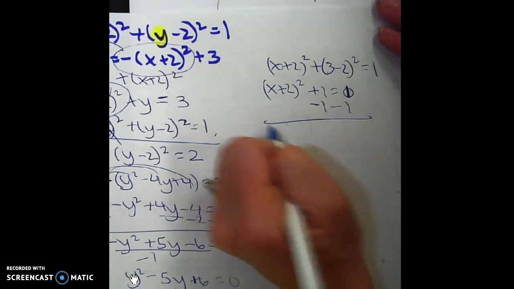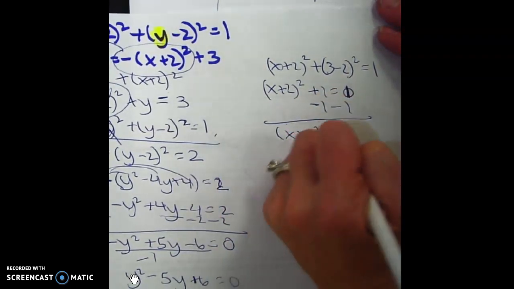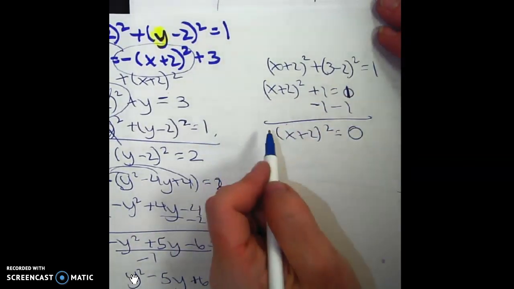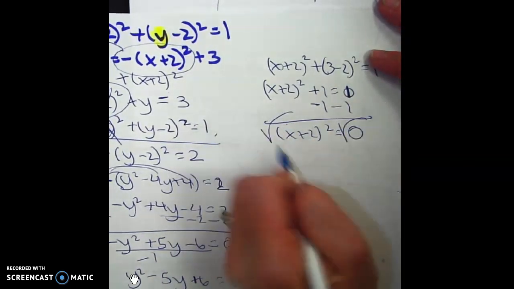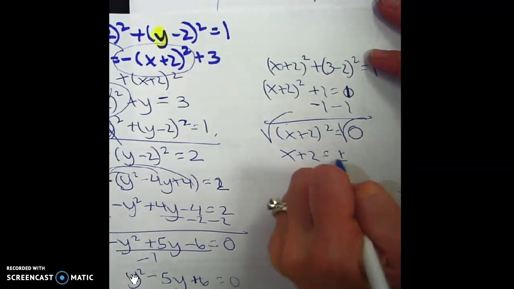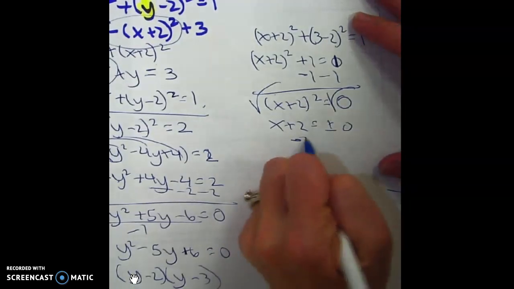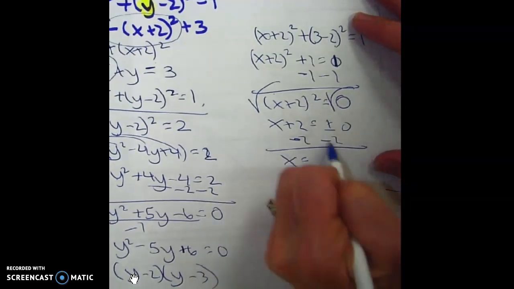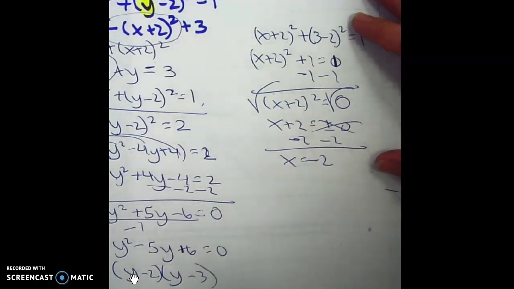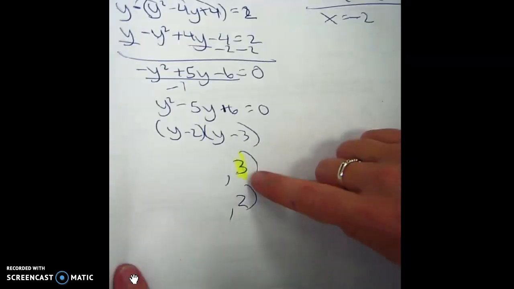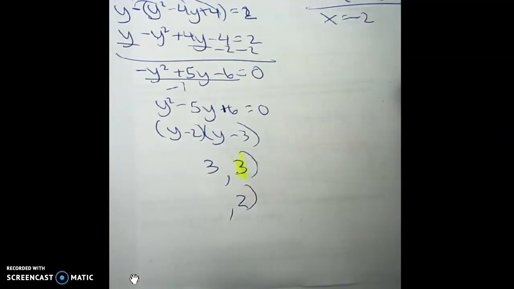Now minus 1, x plus 2 squared equals 0. This reminds me of square root. x plus 2 equals plus or minus 0. Minus 2, x equals, well, it's nothing. So x equals negative 2. So when my y is 3, my x is negative 2.